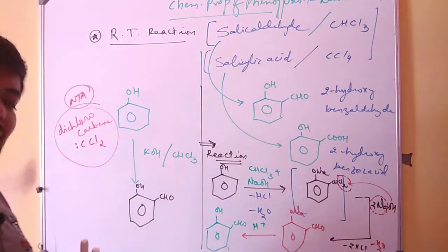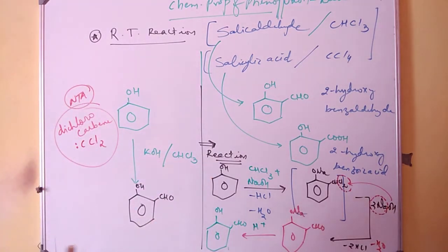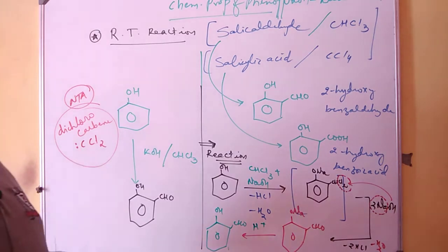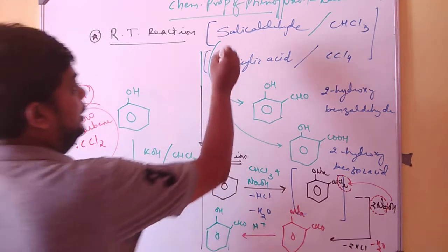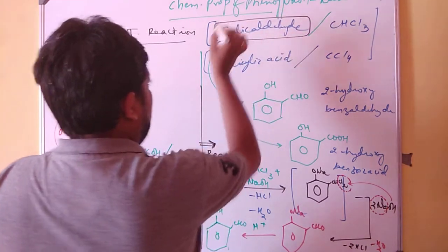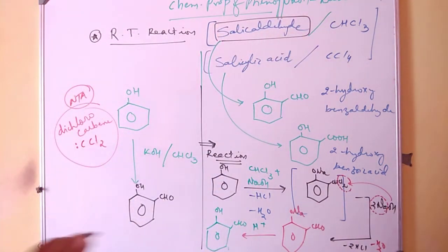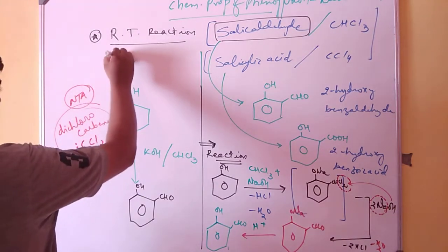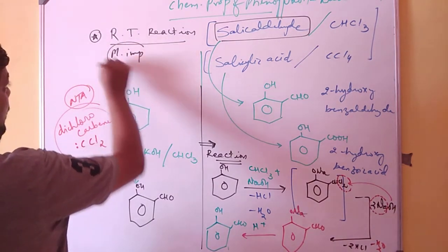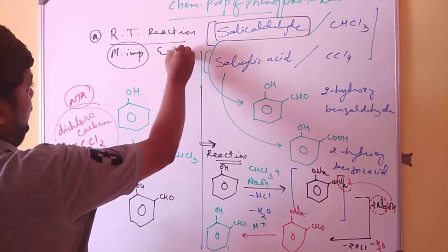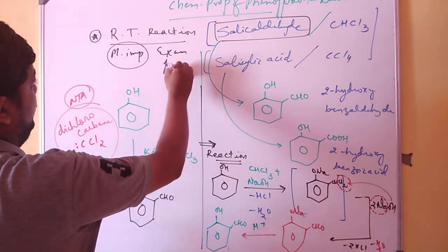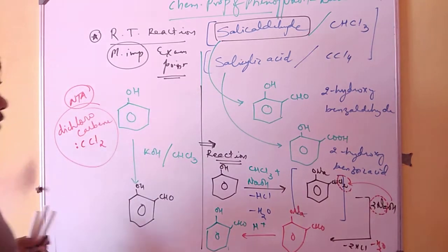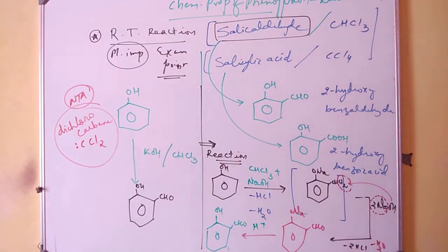So this is a kind of a detailed explanation about the Reimer-Tiemann process or Reimer-Tiemann reaction, which is used for the production of salicylaldehyde. This is one of the very important reactions that is always considered important from your exam point of view as well as from learning point of view.